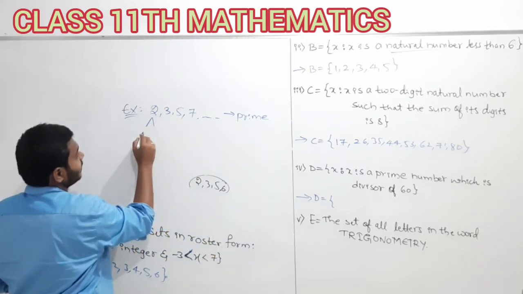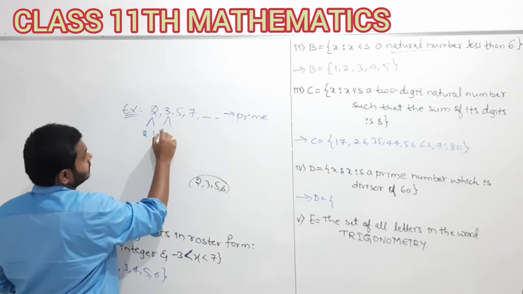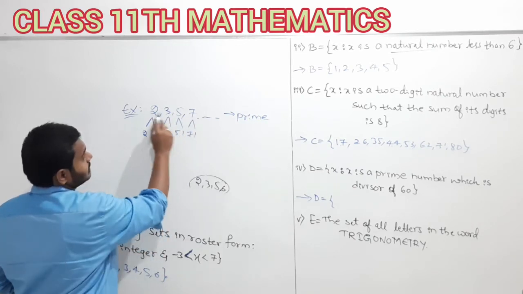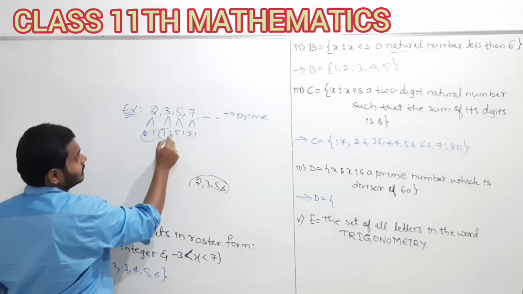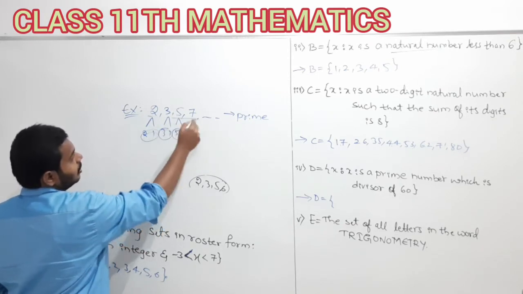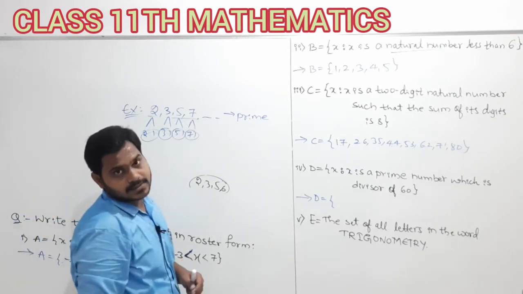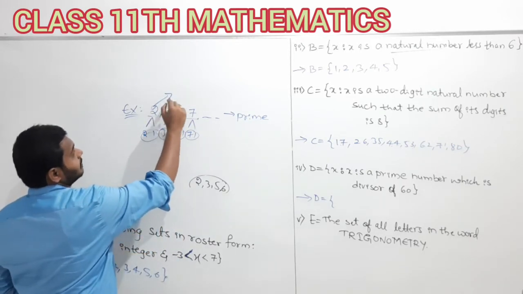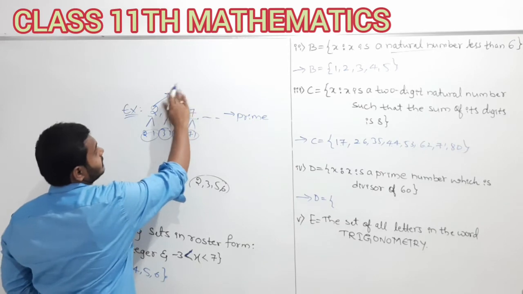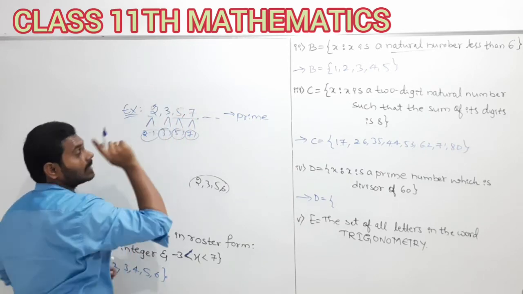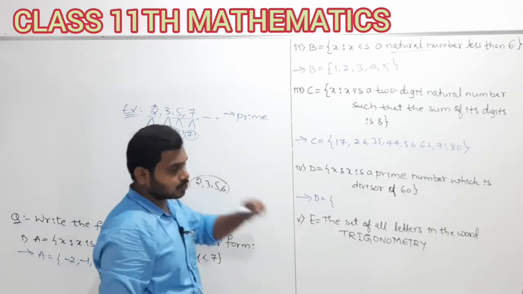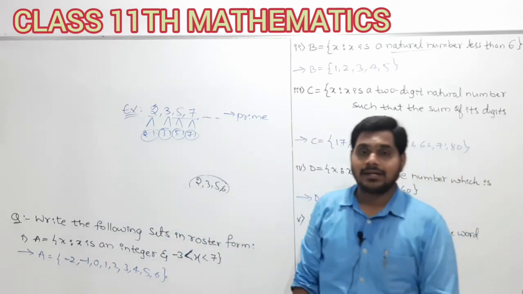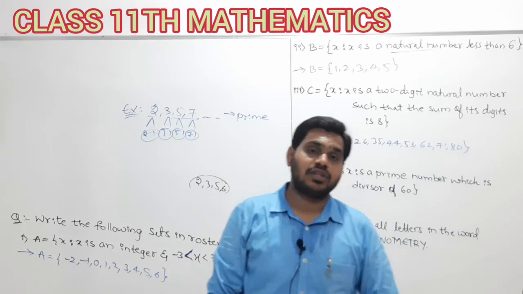2 has only 2 factors, 1 and 2, and next 3 has 1 and 3, 5 has 1 and 5, 7 has 1 and 7. So all these numbers have only 2 factors. Therefore these are all the prime numbers. Am I correct, my dear students? And please remember, the only even prime number is 2. Among prime numbers there is only one even number, that is 2, my dear students. I hope you understood. Still, if you have any doubts, you can comment and I'll reply, my dear students.